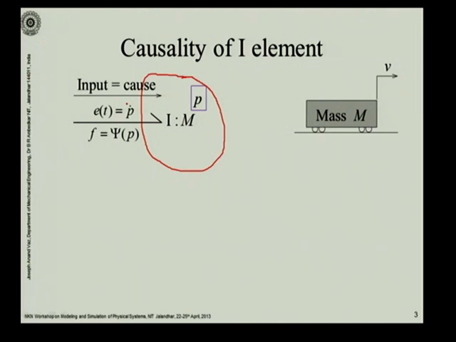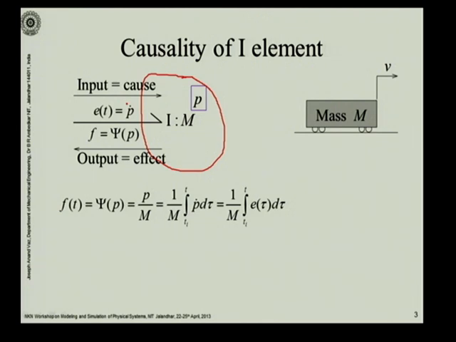What the I element did is it determined its momentum by just integrating, and it has to provide an output. It provides an output which is a function of the momentum which it has obtained by integration of the effort. So the output, or the effect, is actually obtained from the cause by integrating the cause, and producing a function which is dependent on the momentum.